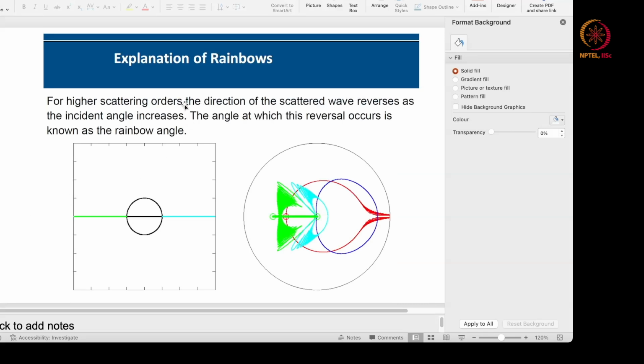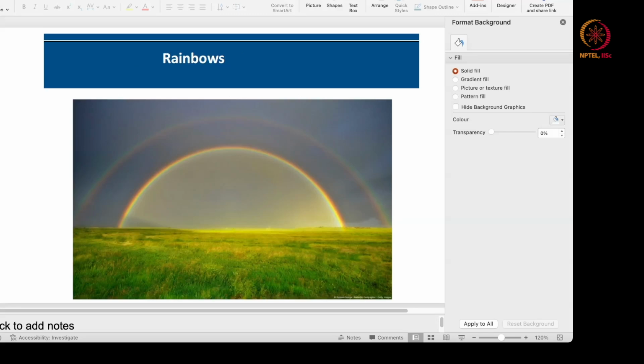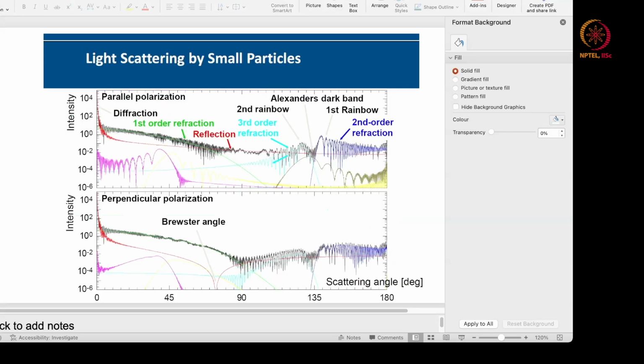The explanation of rainbows lies in the fact that for higher scattering orders, the direction of the scattered wave reverses as the incident angle changes. The angle at which reversal occurs is known as the rainbow angle. You can do a Google search to learn more about it later.